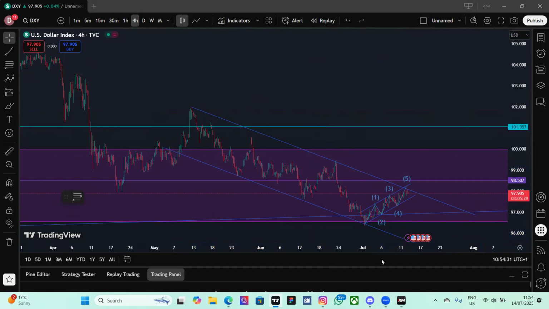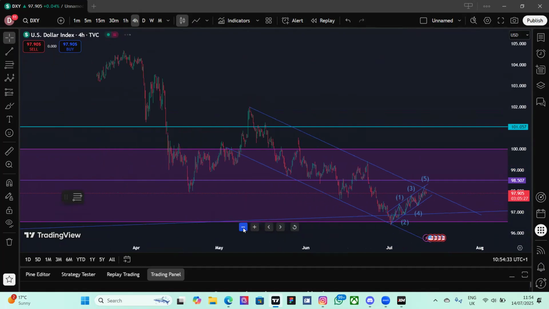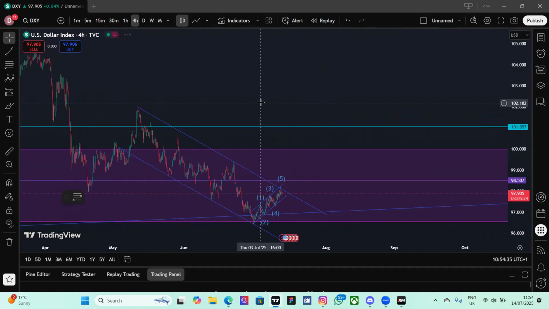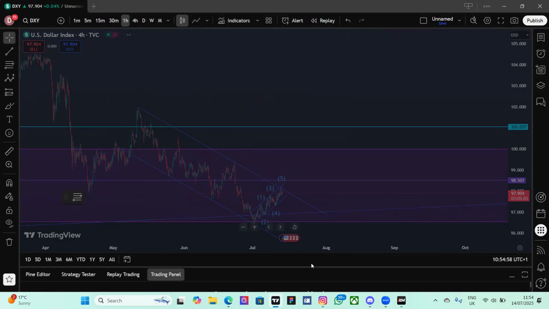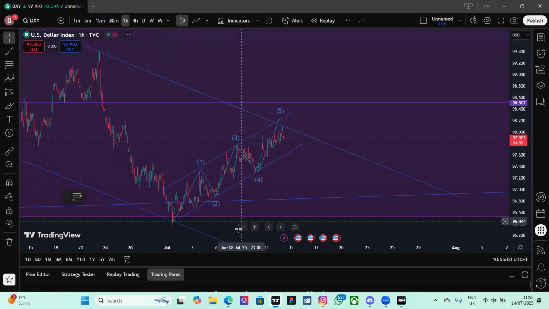So what we could be expecting moving forward is one of three things that could play out. But I think the third one won't necessarily work out. What I'm looking at with two options is that we could potentially break this trend line if I zoom in onto the 1 hour.